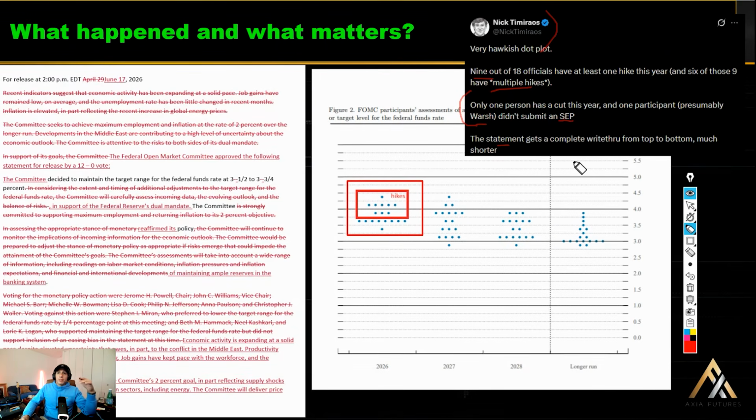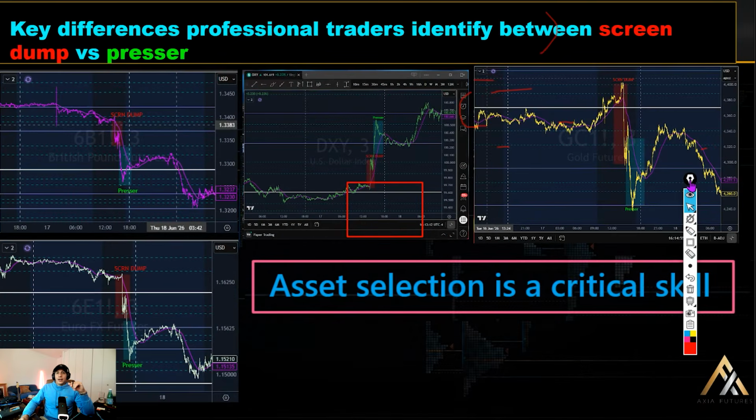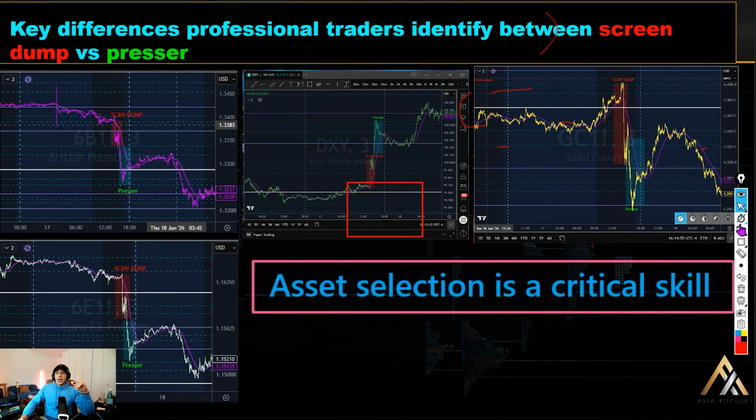The statement got a complete rewrite from top to bottom, and it was much, much shorter. So the market had a lot to digest on that first sequencing. So let's talk about what matters and how that translates to the actual action in asset classes, okay?